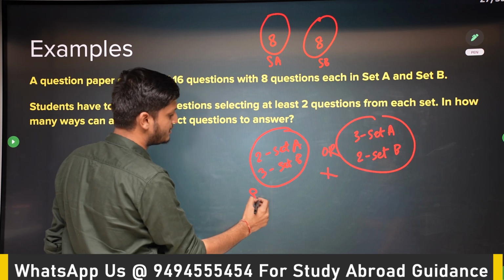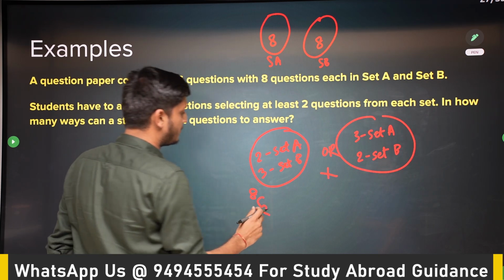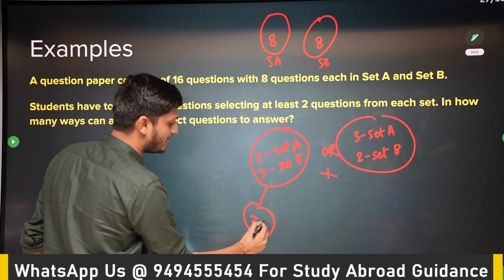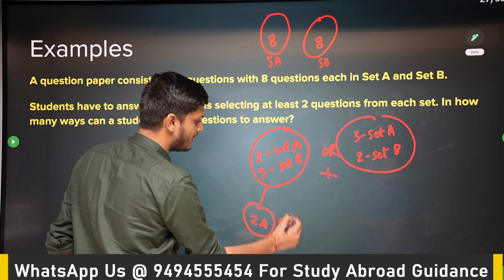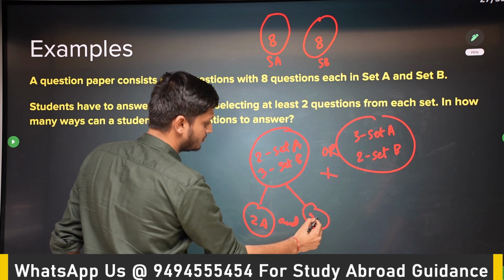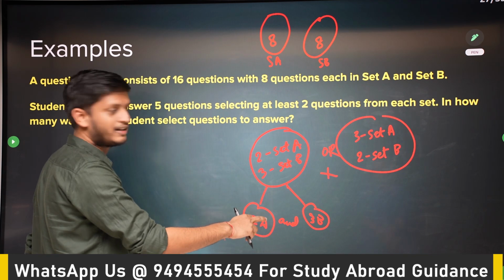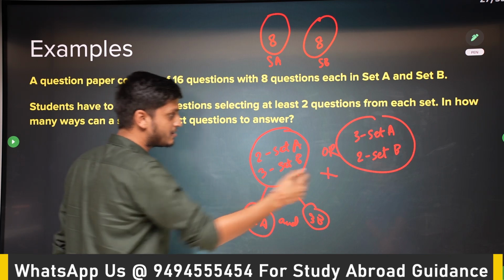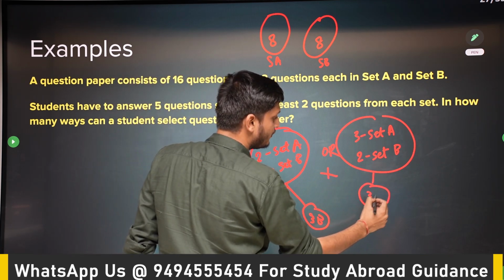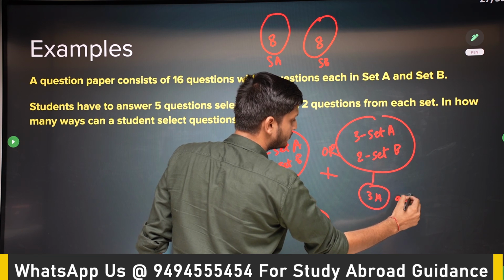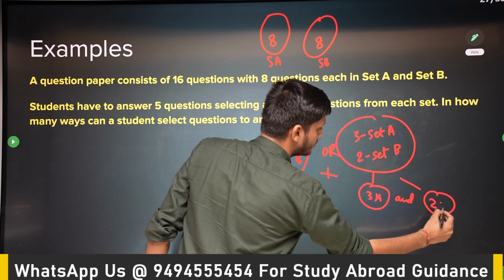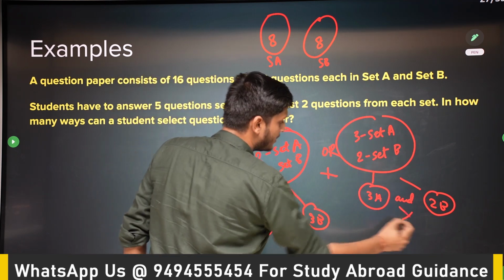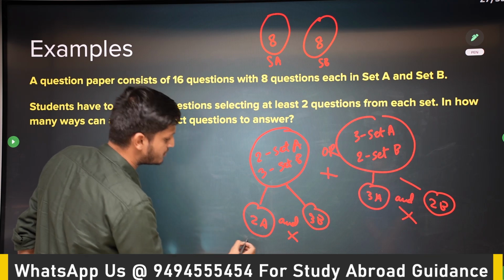Very simple. So here now what happens? This task itself can be broken into 2 tasks. Select 2 questions from set A and select 3 questions from set B. Here we have an AND, right? Here we don't have an OR. We don't have an option. We have to select 2 from set A and we have to select 3 from set B. Similarly, here also we have an AND: 3 from set A and 2 from set B. So this task itself has a rule of product. AND means multiply.